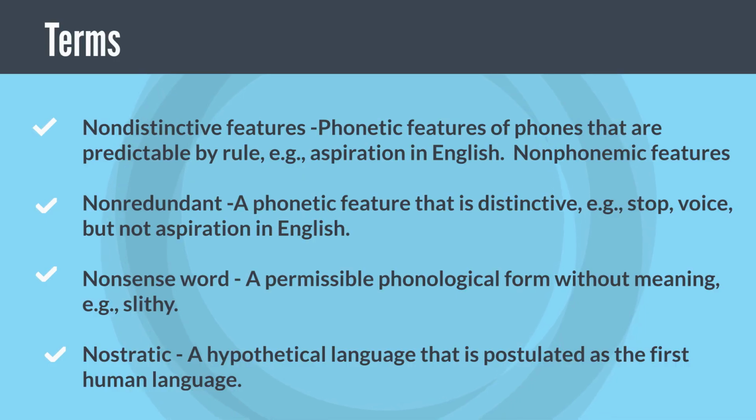Non-distinctive features: phonetic features of phones that are predictable by rule, example, aspiration in English. Non-phonemic features, non-redundant: a phonetic feature that is distinctive, example, stop, voice, but not aspiration in English. Nonsense word: a permissible phonological form without meaning, example, slithy. Nostratic: a hypothetical language that is postulated as the first human language.